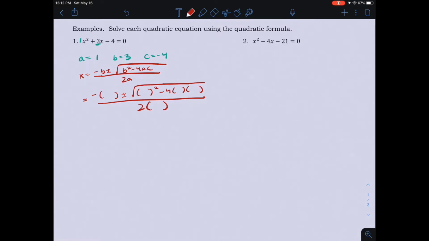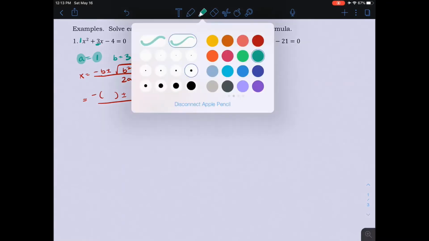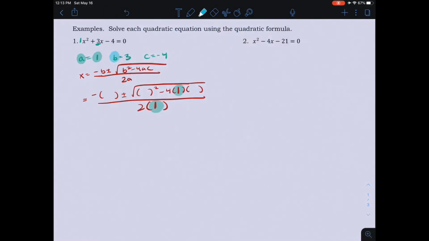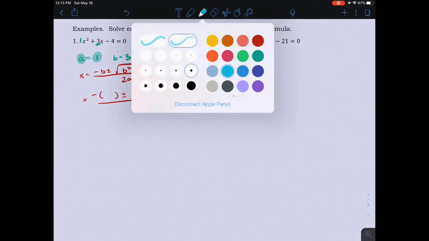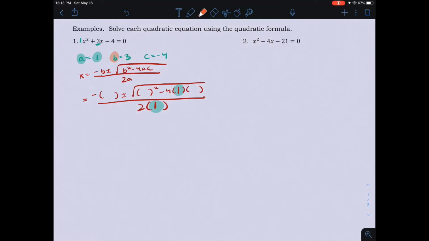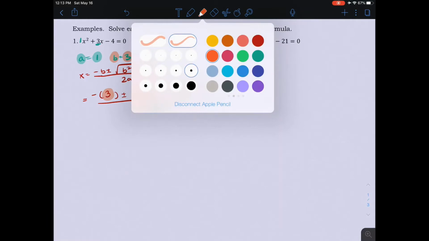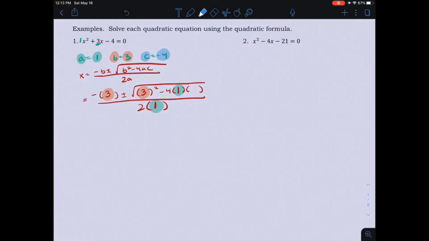Now from here, we want to just make our substitution. I know that a is equal to 1, so I'm going to put my a value here and my a value here. So there goes 1. Then I notice that b is equal to 3, so I'm going to put 3 here, and I'm going to put 3 here. And then lastly, I notice that c is -4, and that goes right here.